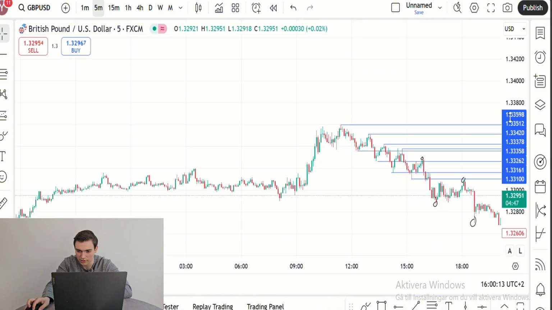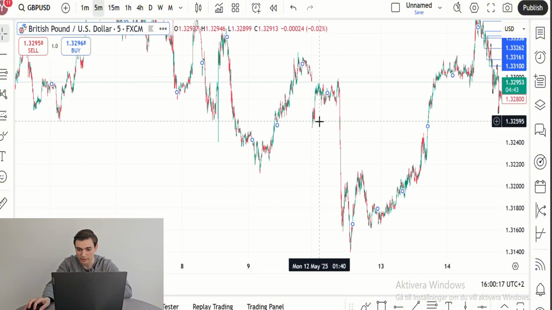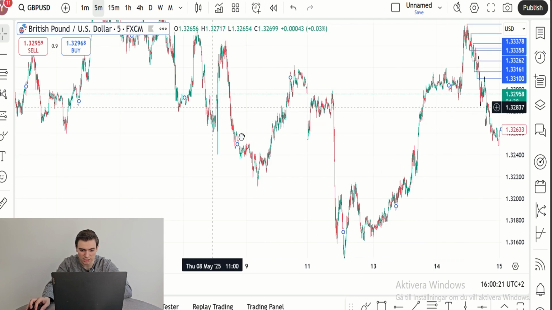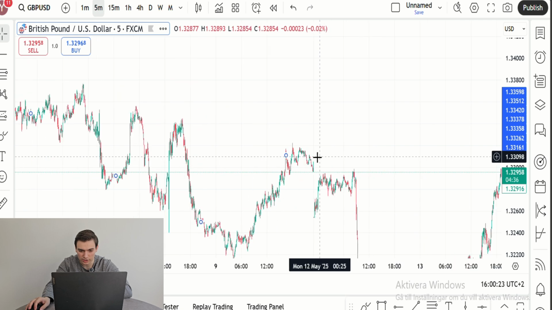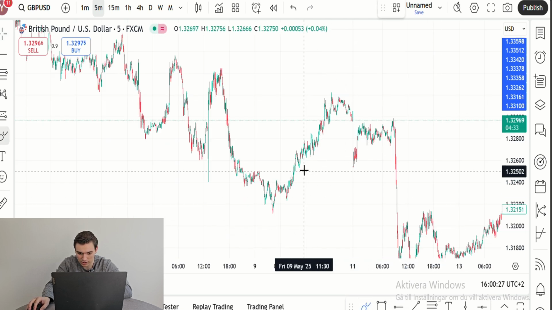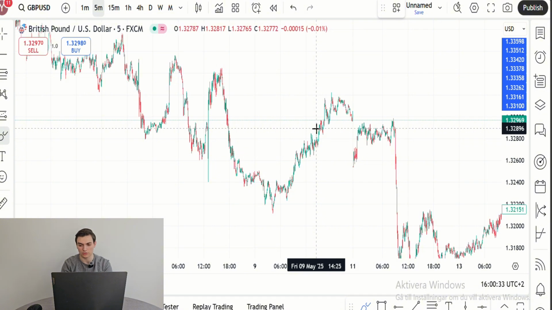Pretty simple stuff. And like I said before, if you have difficulties with finding swing highs and swing lows, you can basically, like I said, just zoom out, right? You can zoom out and you can see here, point, swing highs and swing lows.